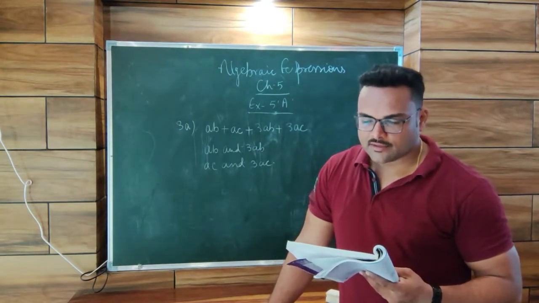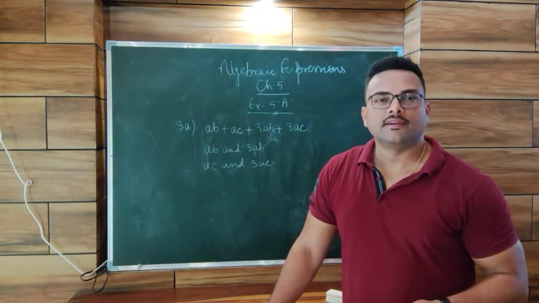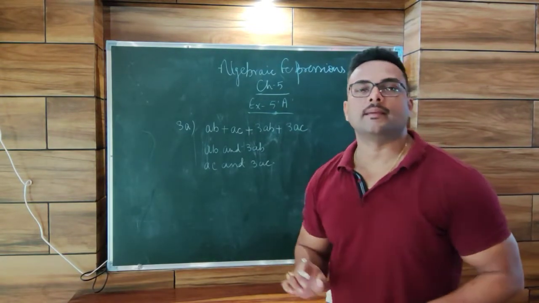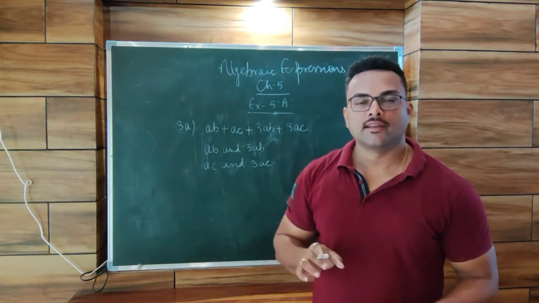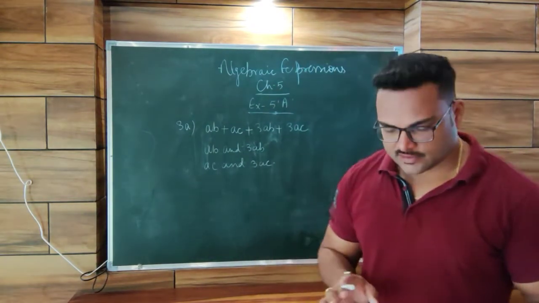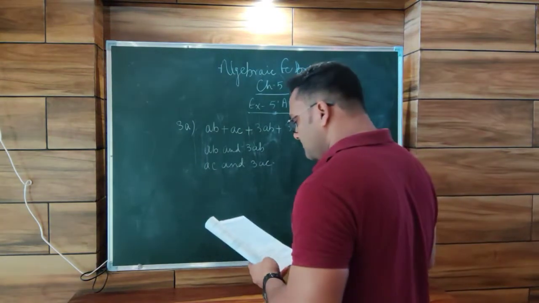XYZ plus X square, YZ cube. So you can see that if the variables are the same, and if it is X square, we are getting X square also, so it is called like expressions, like terms.